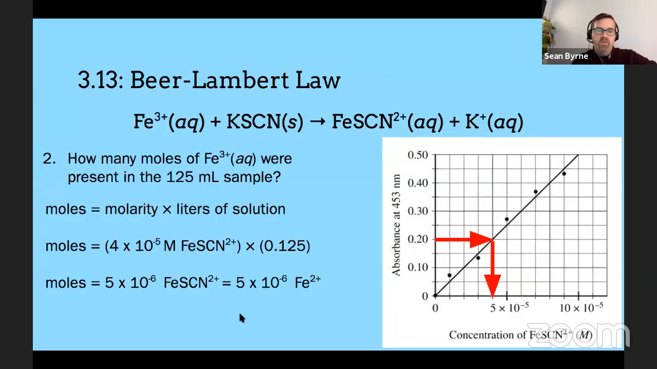I didn't put in my conversion factor right here, but that might be a good idea to add that in, or just make a statement in here to say that that's equal to this, and then maybe write a sentence. We have a 1-to-1 relationship between FeSCN and Fe there.